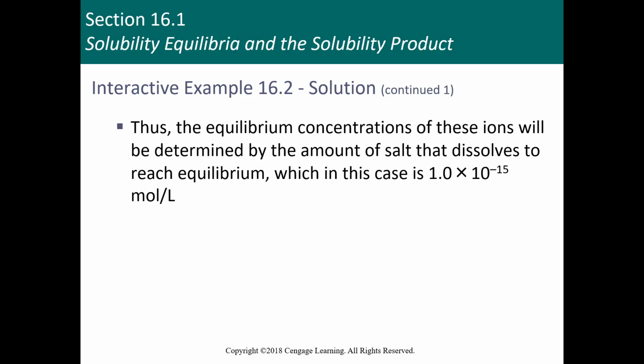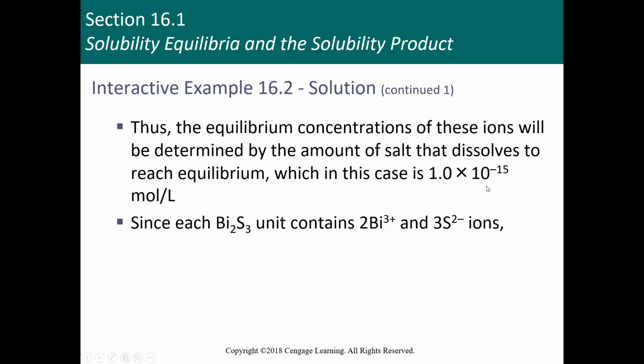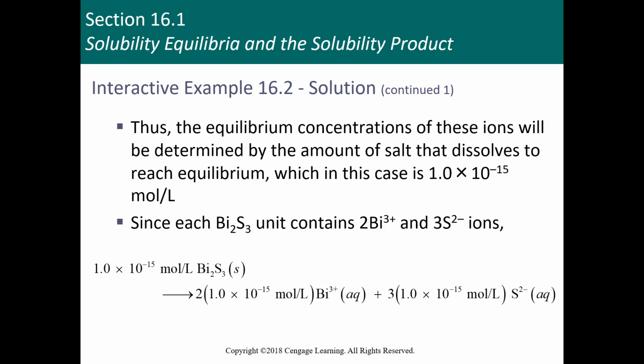So the equilibrium concentrations of these ions can be determined using the solubility. And the solubility, the amount that dissolves to reach equilibrium, is 10 to the negative 15 in this case. So what we do is we look at 10 to the negative 15, and that was the concentration of the salt. That's not really an accurate statement, but it's a shortcut because you should know enough by now to be able to get the real meaning of that from that statement.